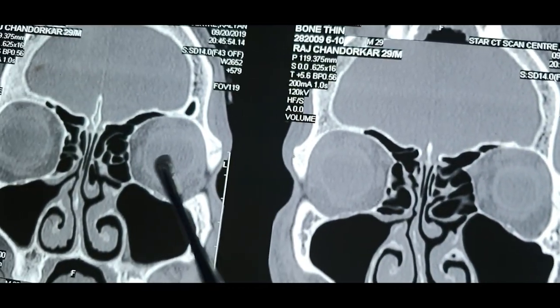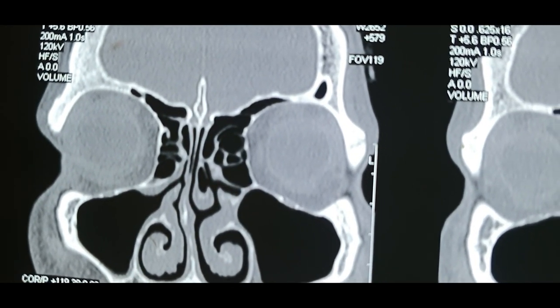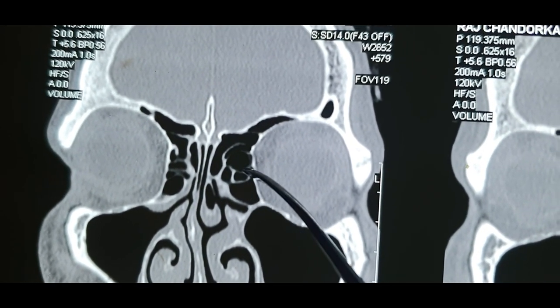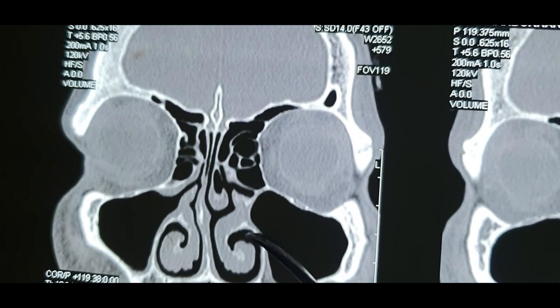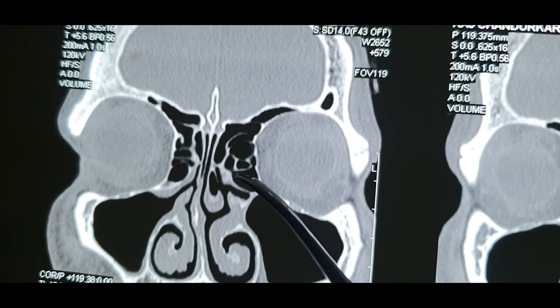Immediately you go anterior, you see the bulla. See this? A big pneumatized structure. You see this bulla? This is the bulla. This is the inferior turbinate. There is no uncinate now because we have entered the posterior region.